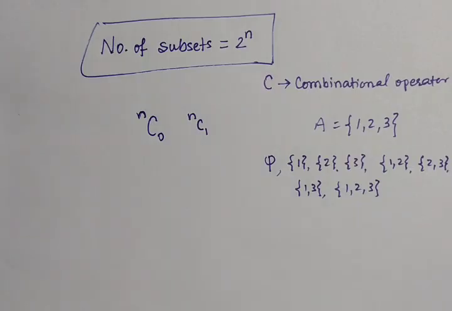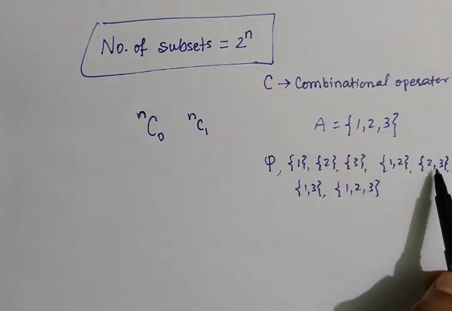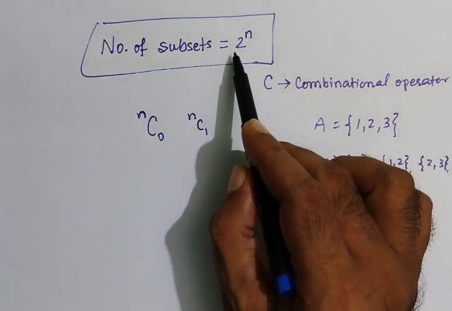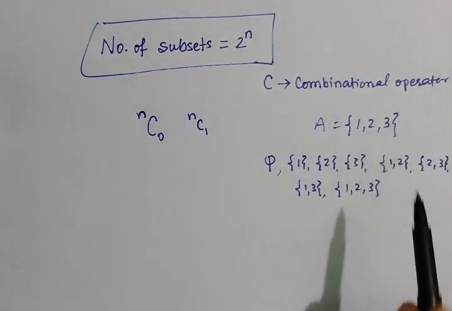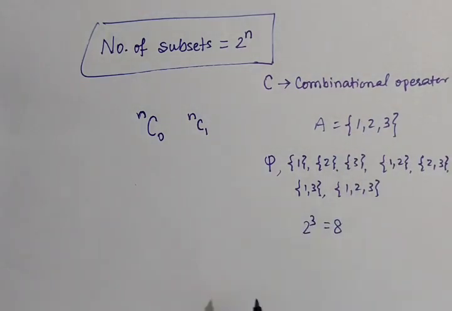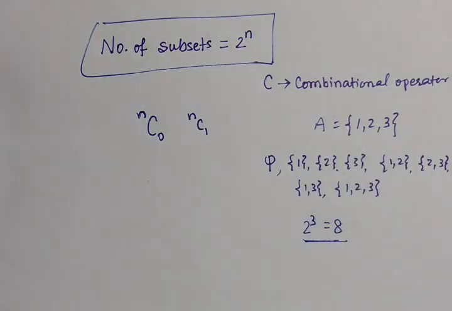So how many subsets do we have for this set A? 1, 2, 3, 4, 5, 6, 7 and 8. So in total we have 8 subsets. We can find this directly using this formula 2 power n. Here n equals 3, that is 2 power 3, which is equal to 8. So the number of subsets we can find directly using this formula.